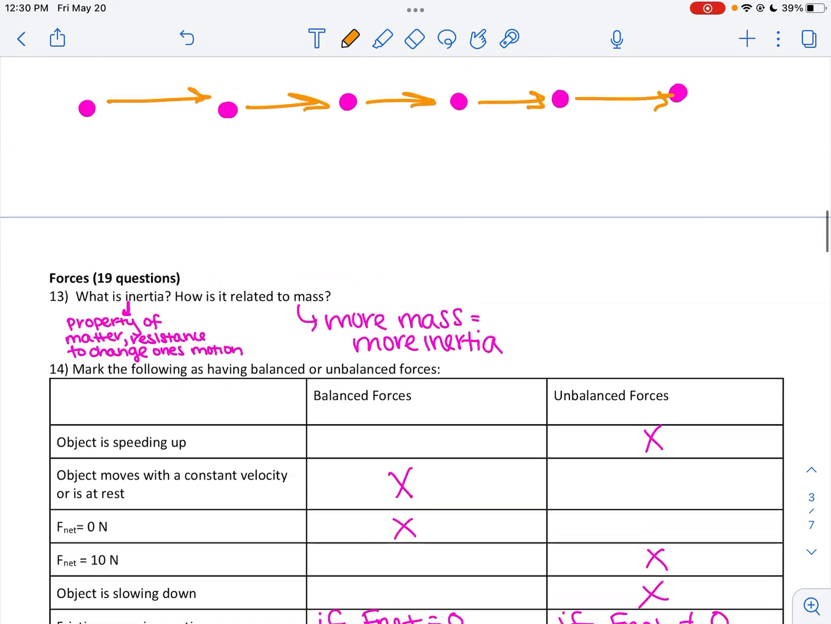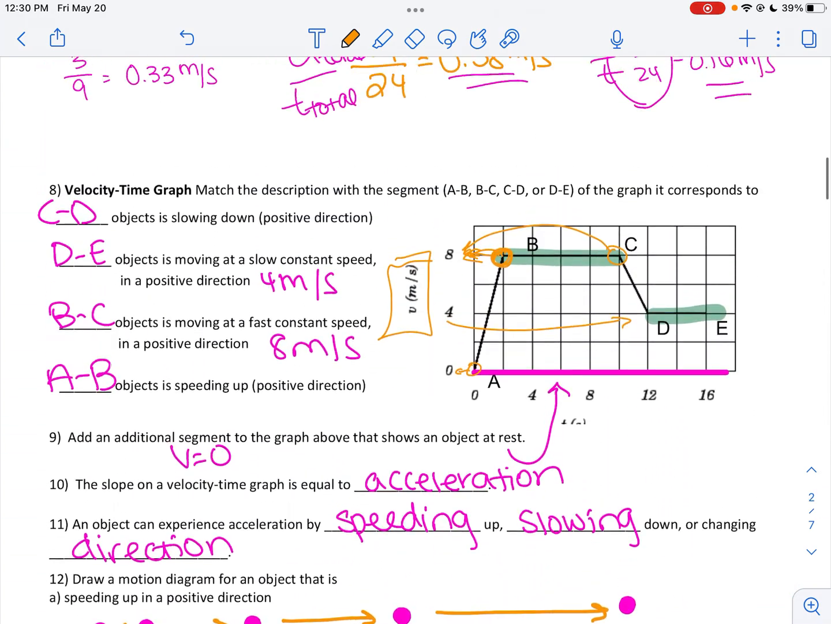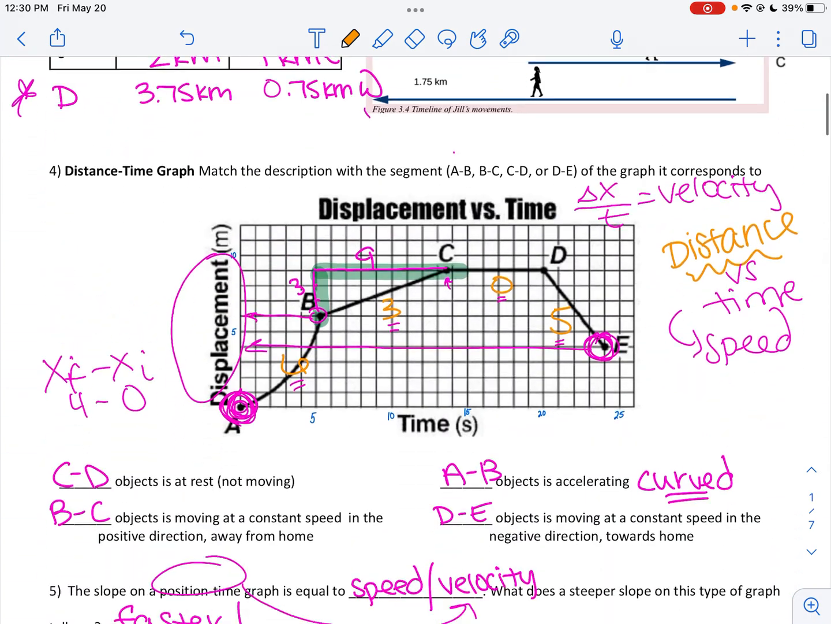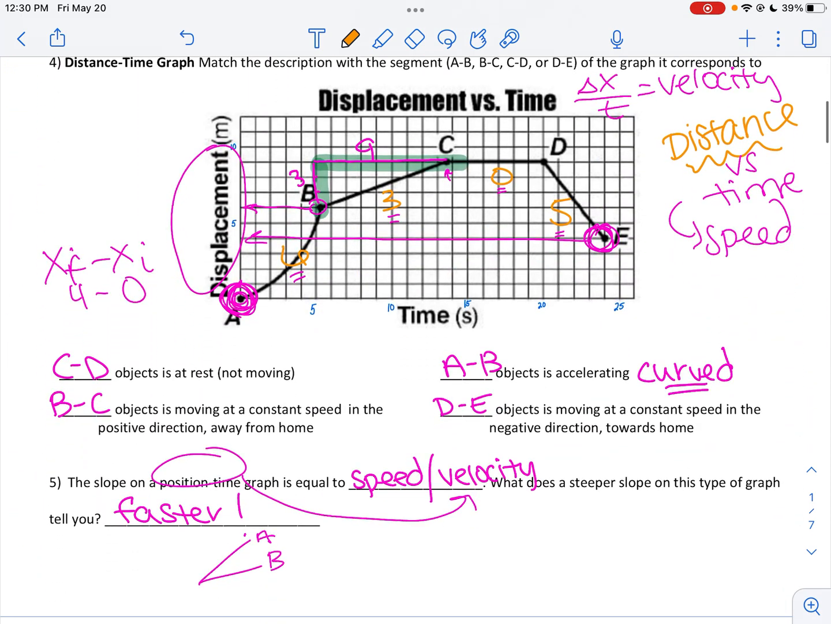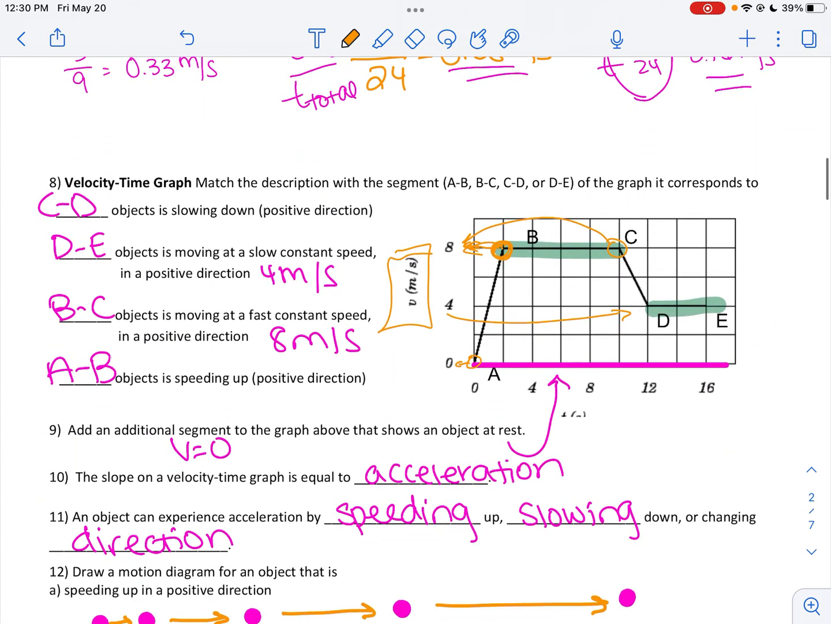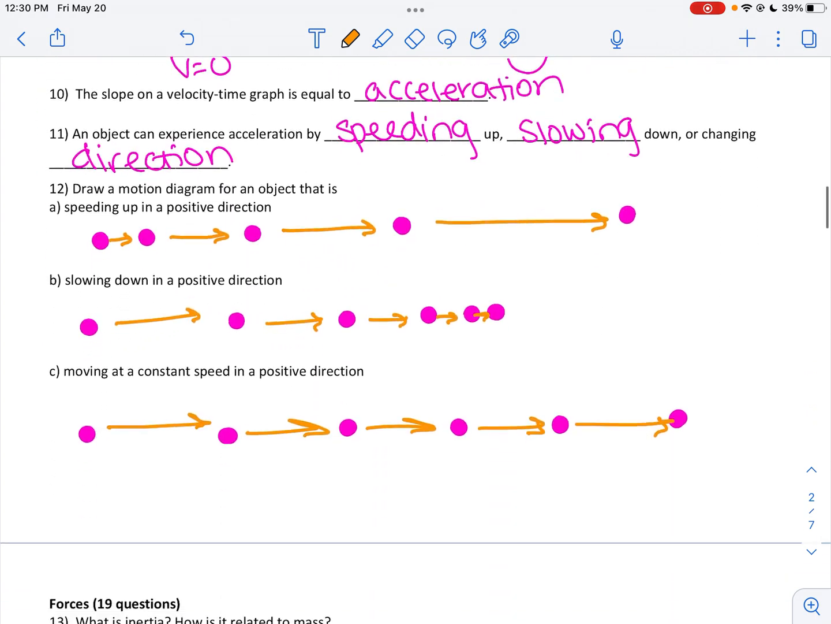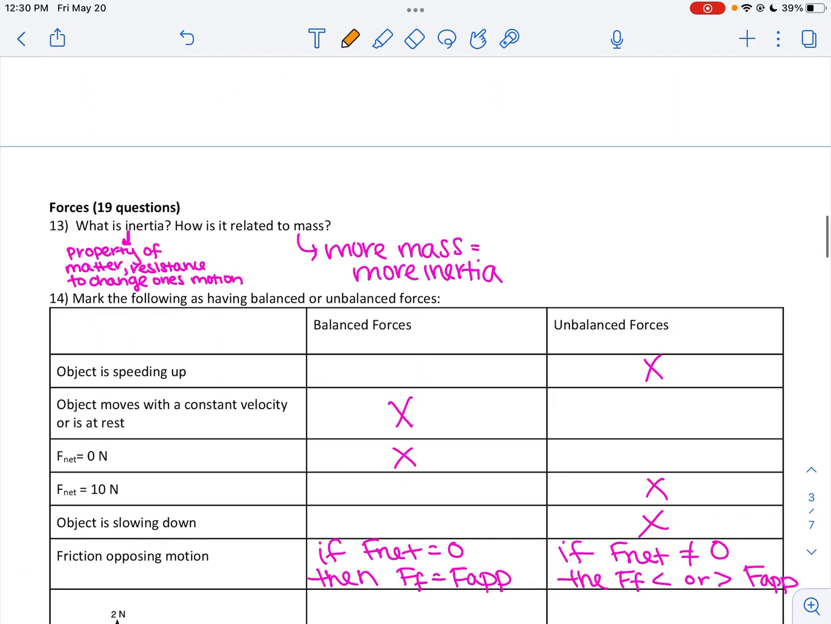Okay? All right, so that was everything for motion. I highly, highly suggest filling out using your note cards from when we made the note card for distance time, displacement time versus velocity time graphs. So you have it. Okay?